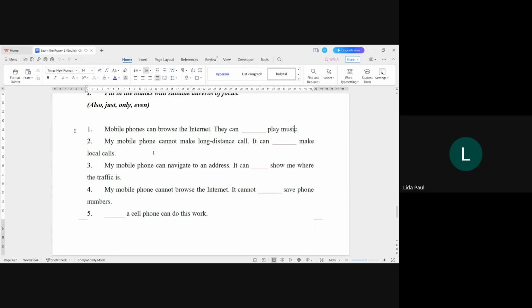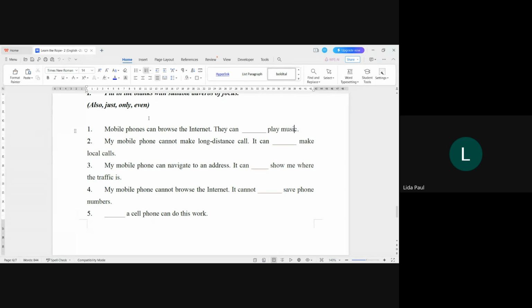Fourth one: my mobile phone cannot browse the internet. It cannot dash save phone numbers. Even. It cannot even save phone numbers. So shock, right? Cannot even save phone numbers. We don't have anything else possible in that blank, only "even" goes, okay? Because of the context provided by the previous sentence.